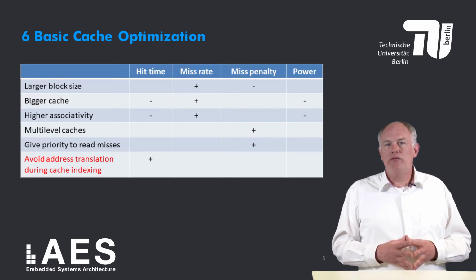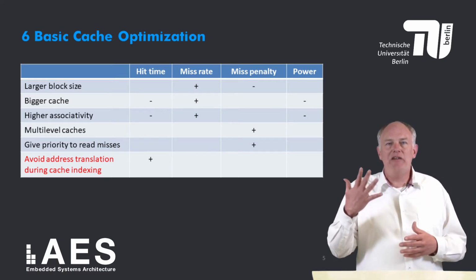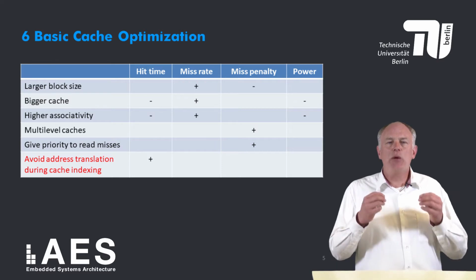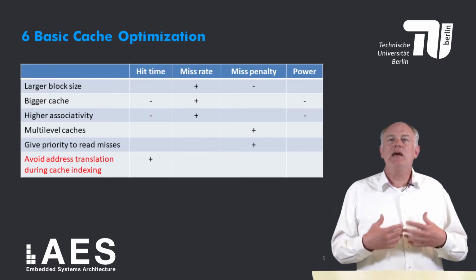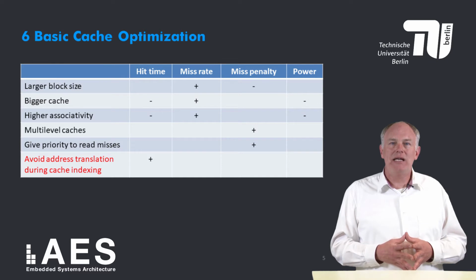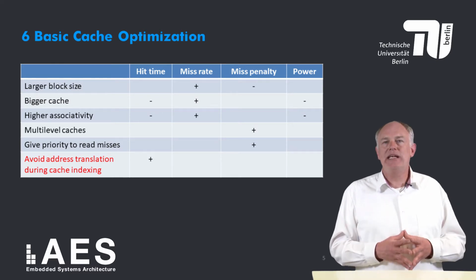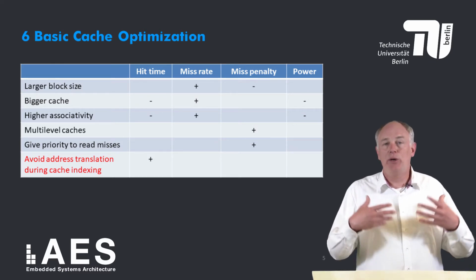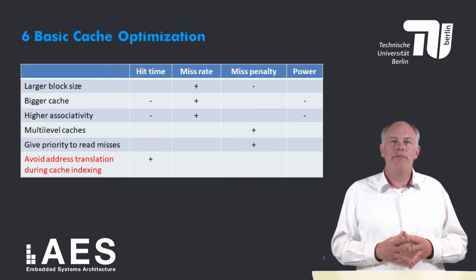In lesson 1.5.2, I discussed 5 basic cache optimizations. I will now quickly review them and announce a 6th basic cache optimization that is discussed in Appendix B of the textbook, but which I haven't discussed thus far.